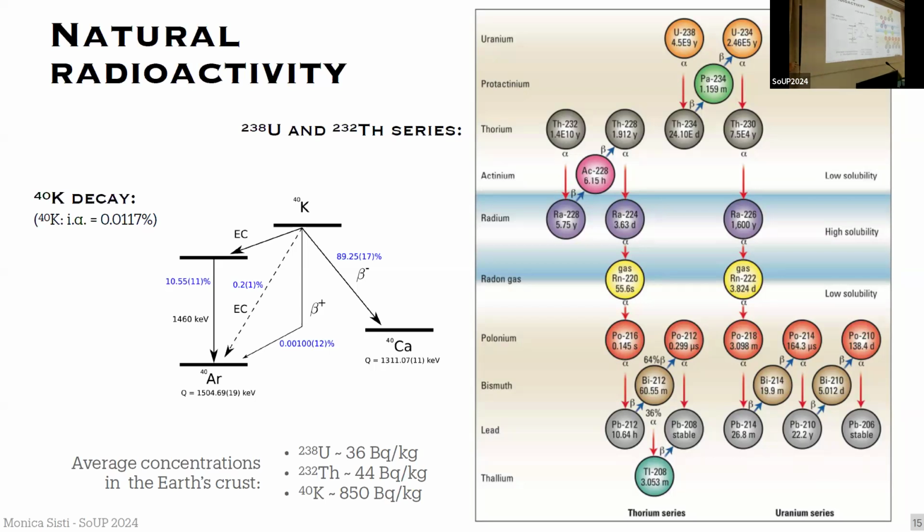And potassium-40, which we have already mentioned, has a very low natural isotopic abundance, but as you see, despite that, it is very common.